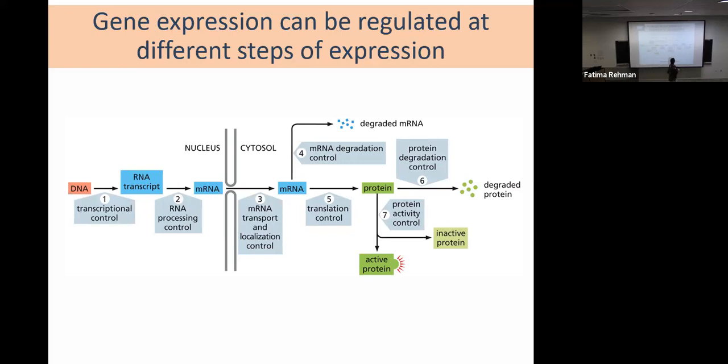So gene expression needs to be regulated. Basically, that's the end of the game, that to differentiate things and to do the functions that each cell, specialized cells, have to perform, they have to be able to regulate their gene expression. And they do it at many, many different levels. It's not just at the level of gene transcription, but all throughout the process.